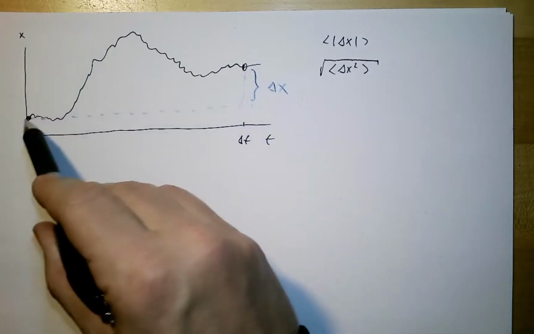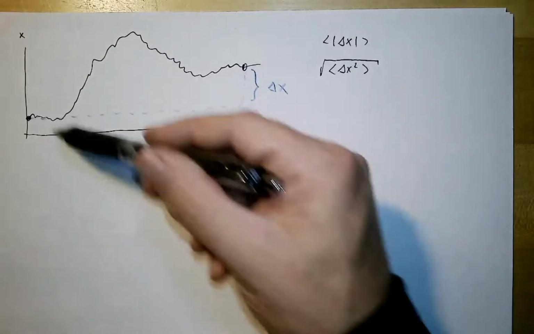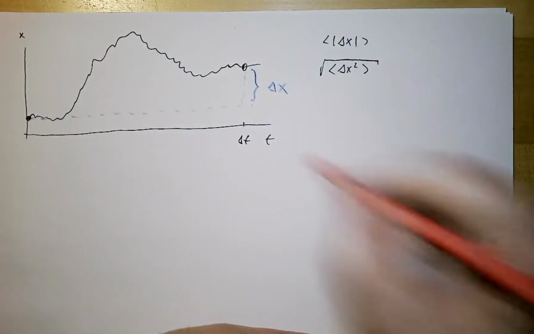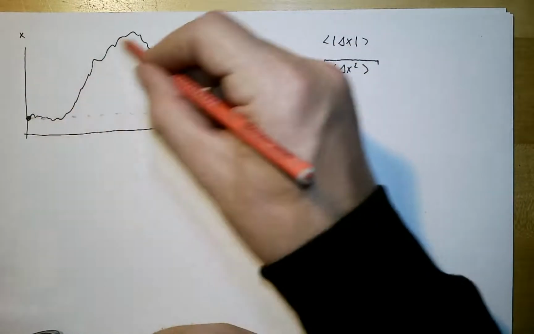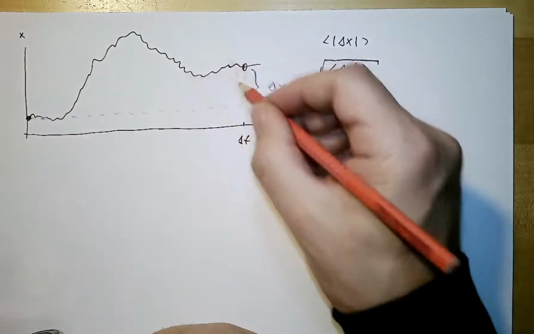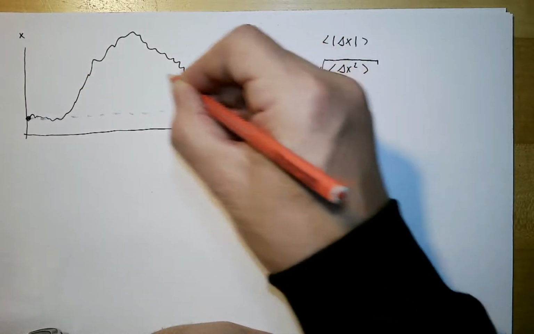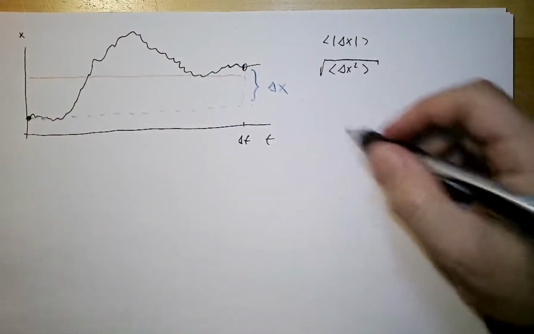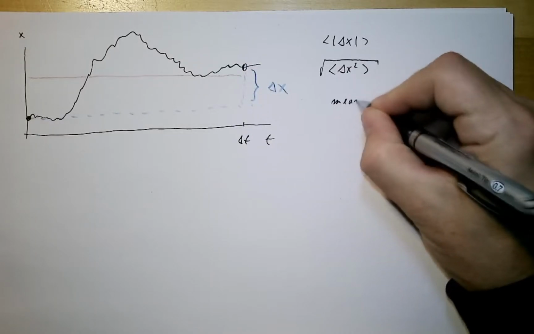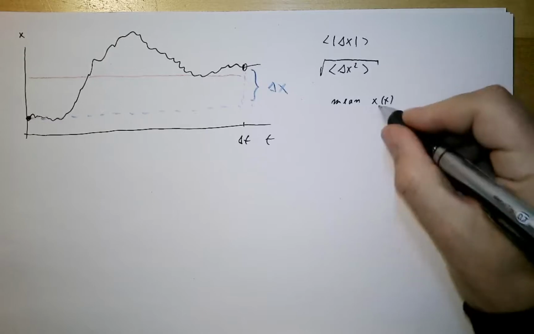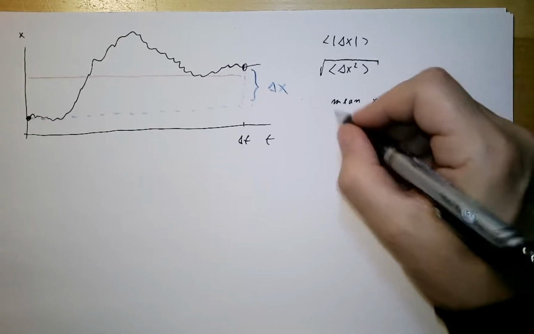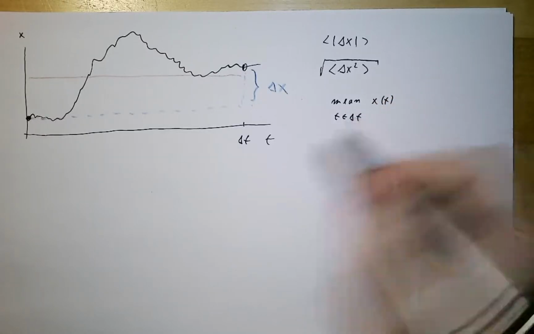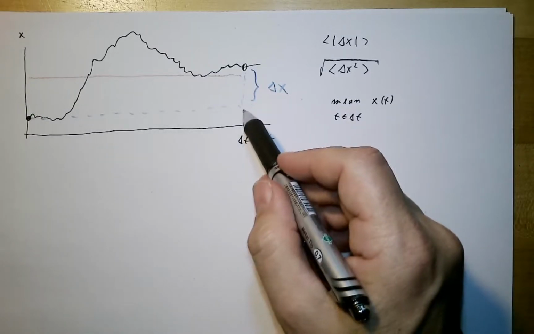But you could also say we take the whole interval and I take the mean value of the whole trajectory in this interval. So you take all the data here, you look at what is the mean value. That would be maybe something like this. And then it would be the mean of x of t in this time interval.